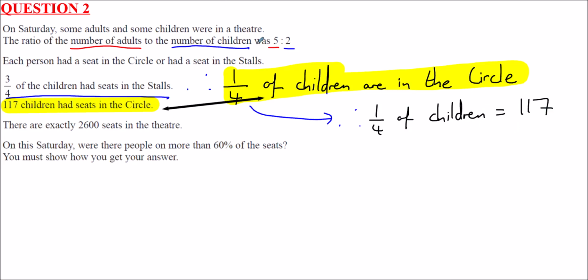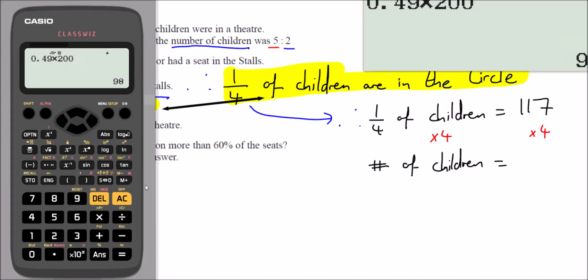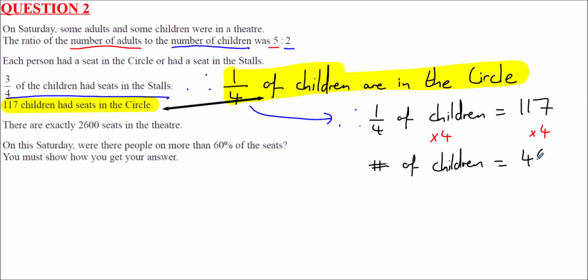So 4 quarters make a whole. So if 1/4 of them is 117, if we multiply both sides by 4, that'll tell us the number of children. So the number of children must be 117 multiplied by 4, which we'll work out now. 117 multiplied by 4 gives 468. So it's 468 children altogether.